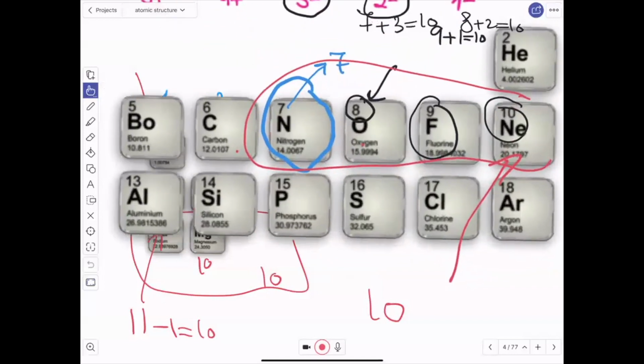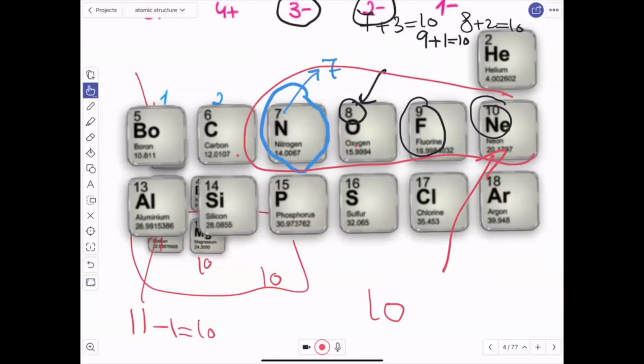I'll give you more examples. For instance, chloride ion here, sulfur ion, phosphorus ion, and argon, they are isoelectronic because they all got 18 electrons.